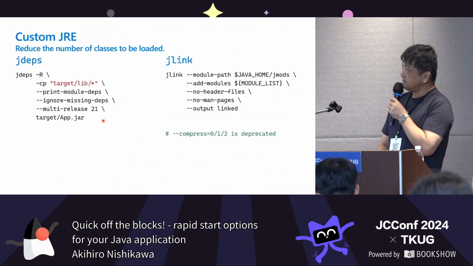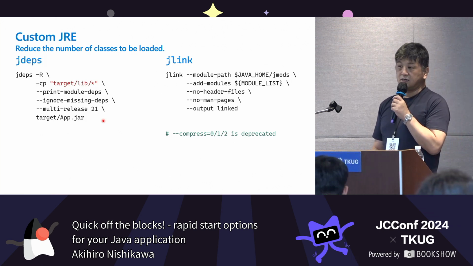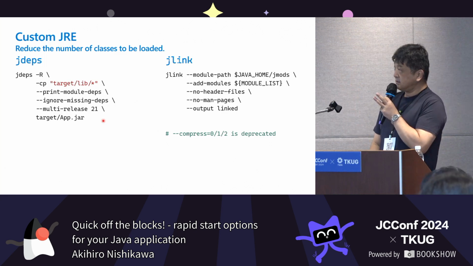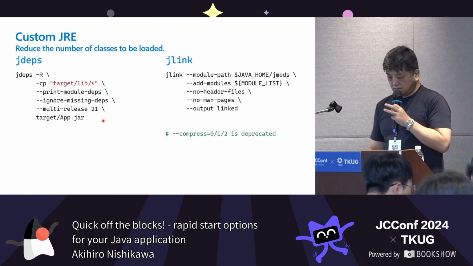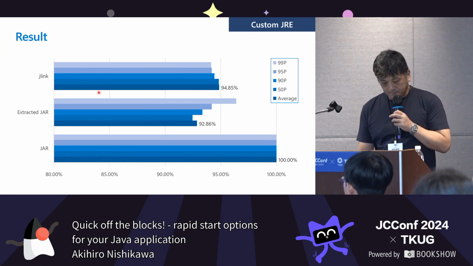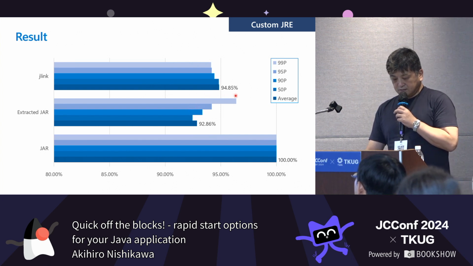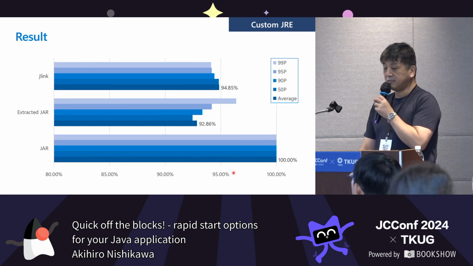So in the JDK, in the case of a custom JRE, jdeps and jlink are used to reduce the size of the loaded class files. So now the result is: jlink gives an average result of 94% against the base jar.